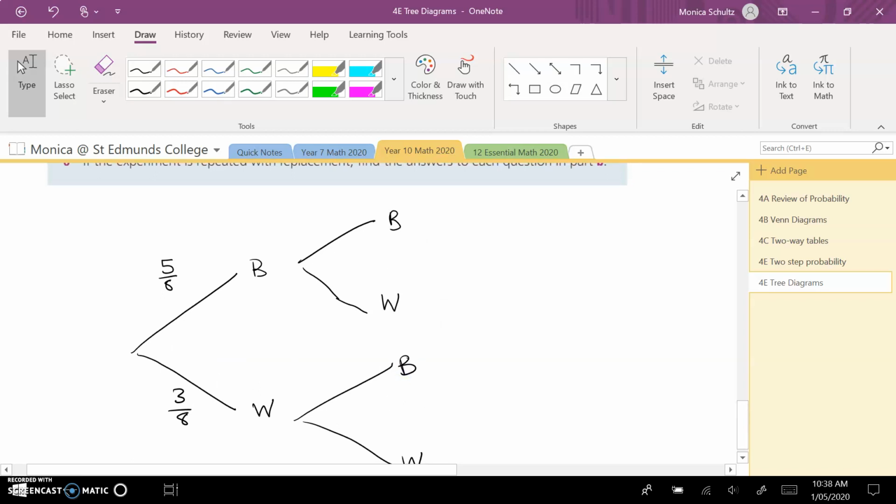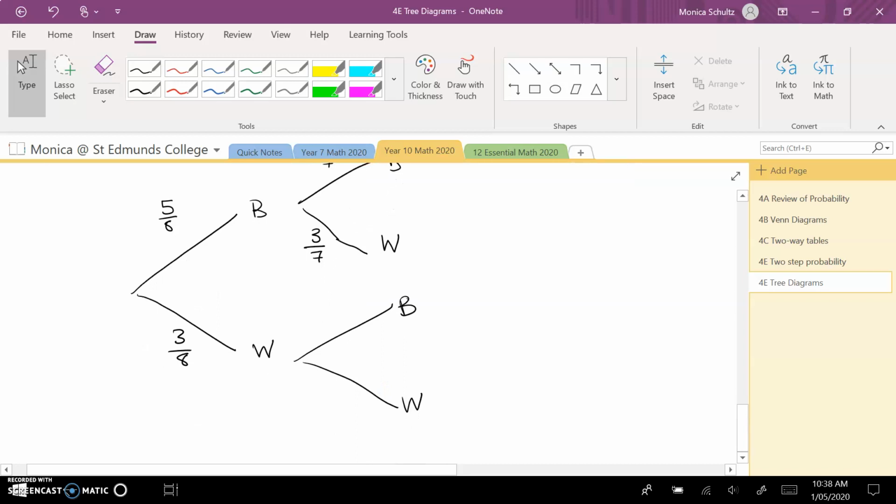So my probability of getting a blue marble, I've already taken out 1 blue marble, so there's only 4 blue marbles left. And there's only 7 marbles in total in the bag. For my second draw, if I picked a blue in the first one, I haven't decreased the amount of white marbles, so I've still got 3, but it's now over 7 because there's still only 7 in the bag.